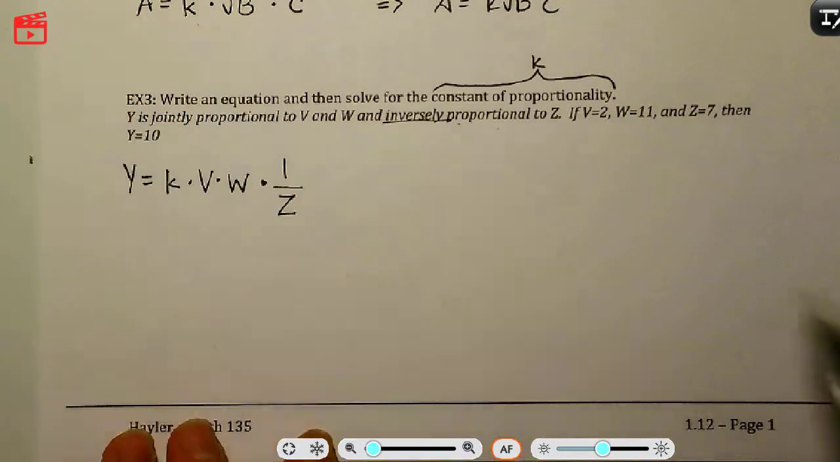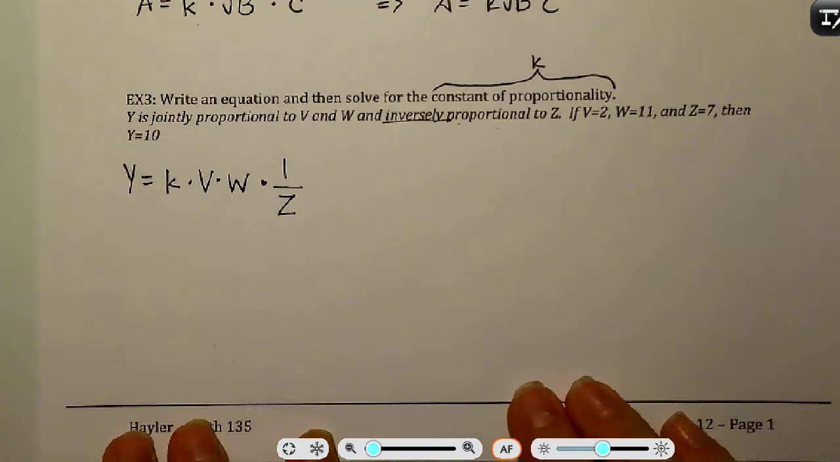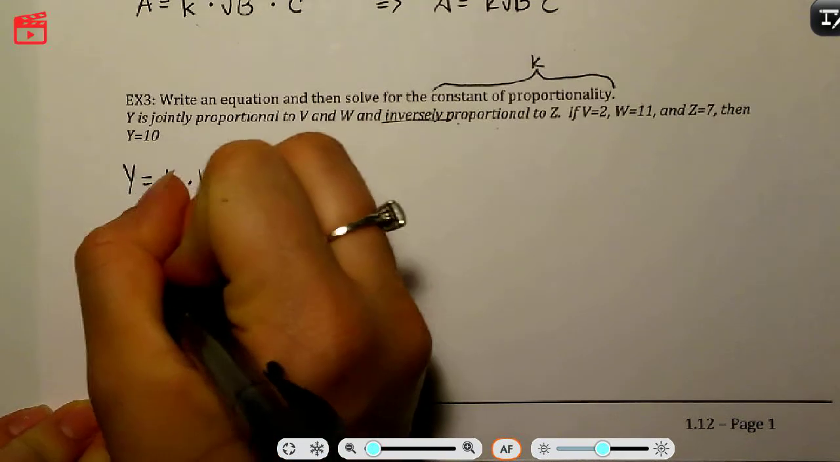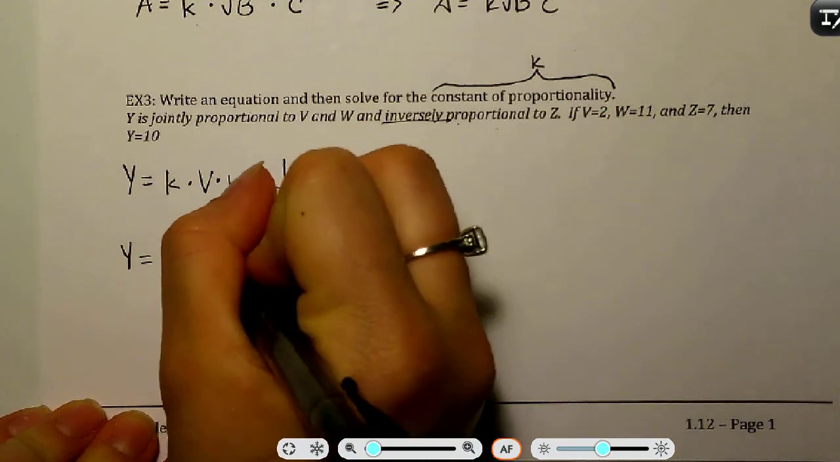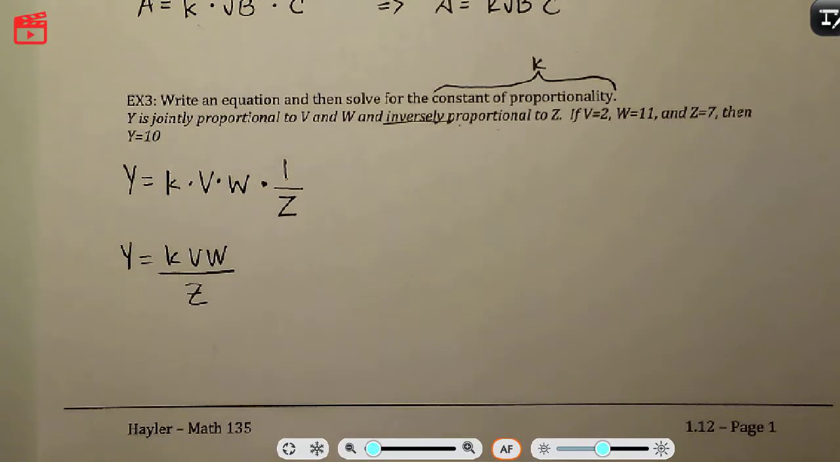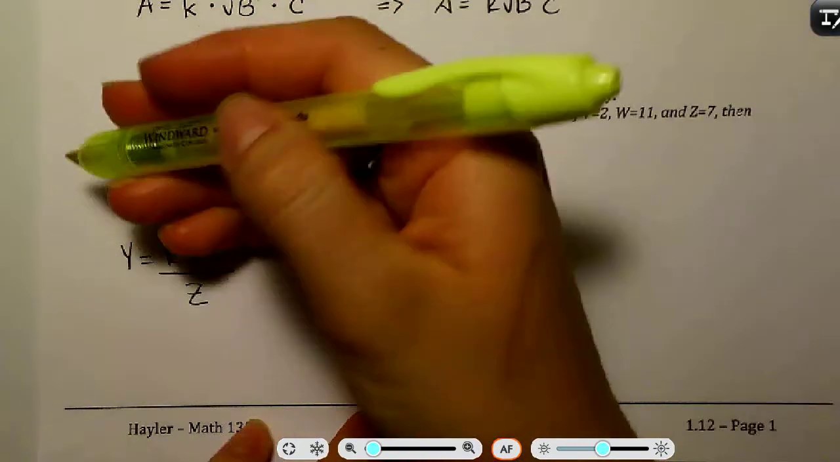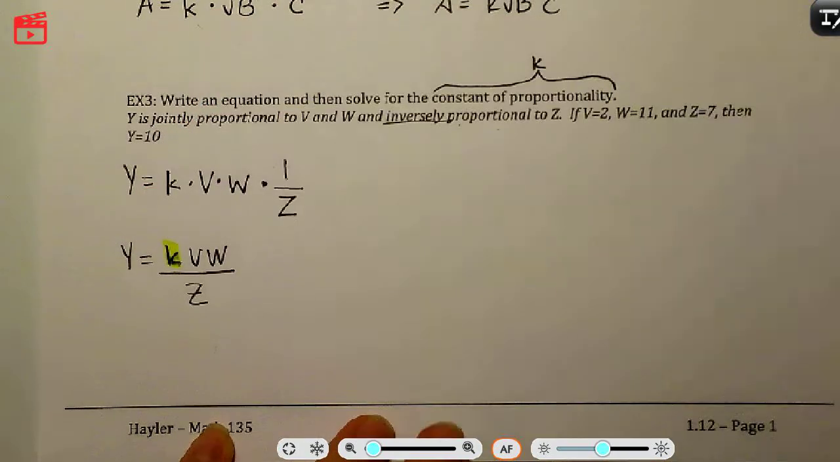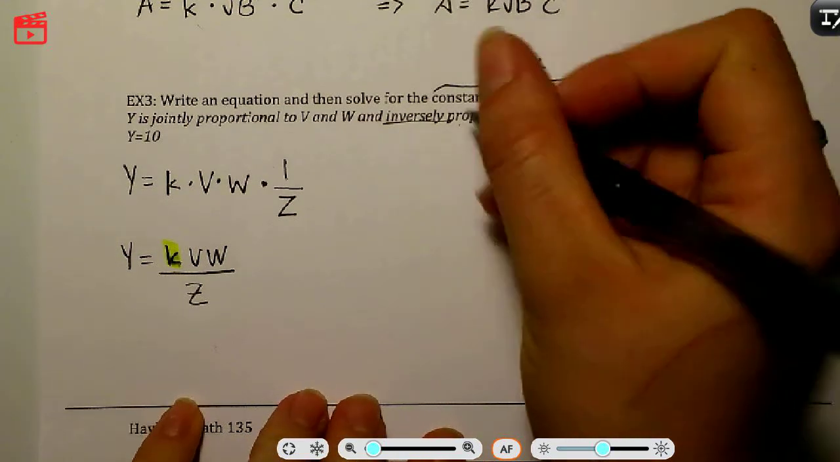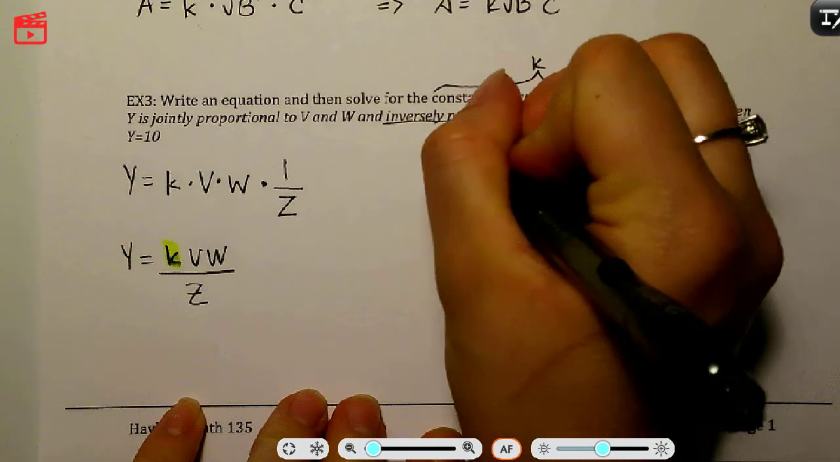Alright, let's just multiply these out so it looks a little neater. Alright, so there we go, we have our equation, and then we need to solve for our constant. So we're going to solve for k, which means they're going to give us information for all the other variables. And indeed, they do that. They say if v is 2, so we're going to solve for k.